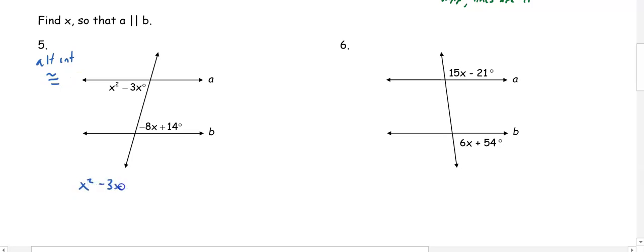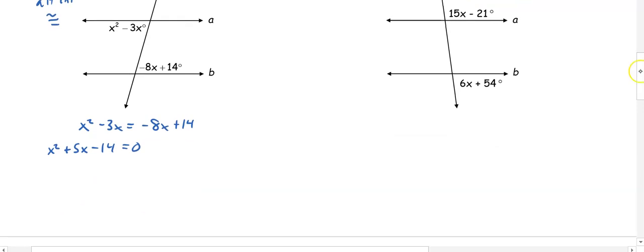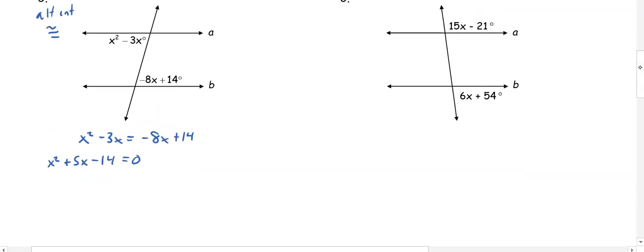So we have x squared minus 3x equals negative x plus 14. We can add 8x and subtract 14 from both sides. x squared plus 5x minus 14 equals 0. So we need two numbers that multiply to negative 14 and add to positive 5. So we have x plus 7 and x minus 2. When we switch our signs, x is negative 7 and x is 2.